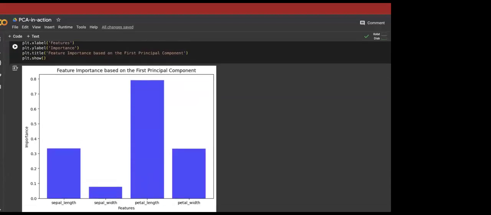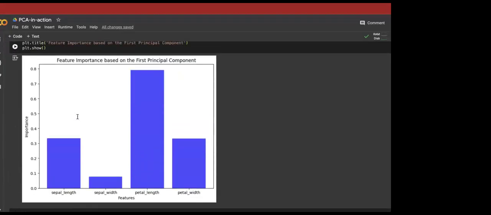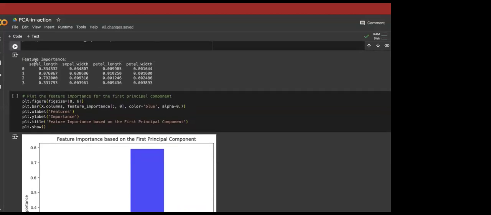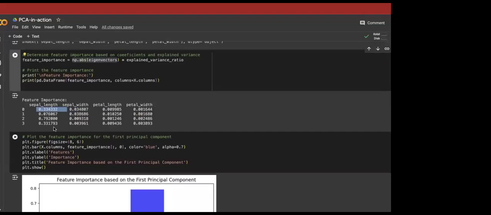I can plot the feature importance. So for the first principal component, this is corresponding to the first principal component. You can see the highest feature importance is coming with petal length.